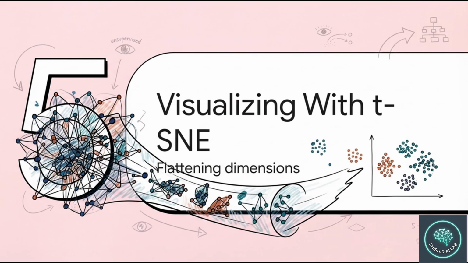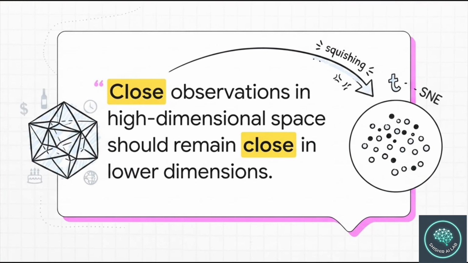Part 5. Visualizing with t-SNE. Flattening high-dimensional space. Plotting income versus wine spending on a 2D graph is super easy. But what happens if we add 50 features? Income, wine spending, recency of visits, age, geographic location. Humans hit a hard biological limit. We just cannot visually perceive 50 dimensions.